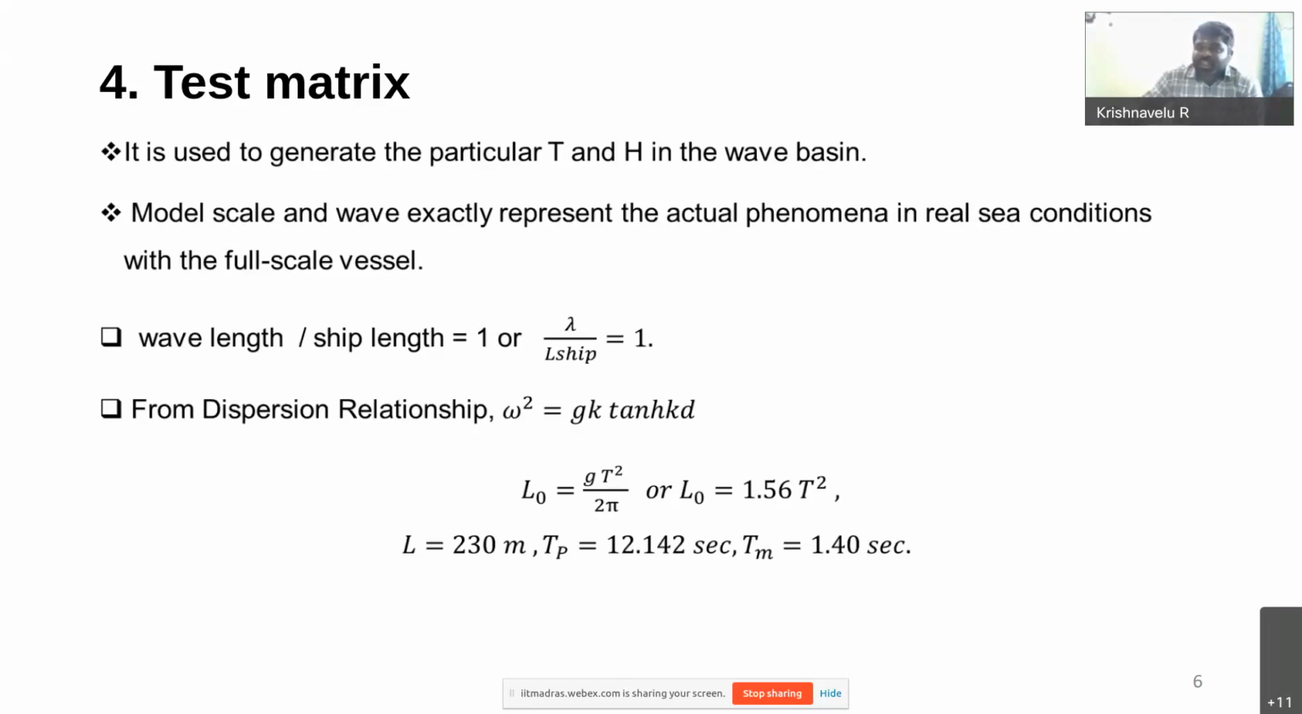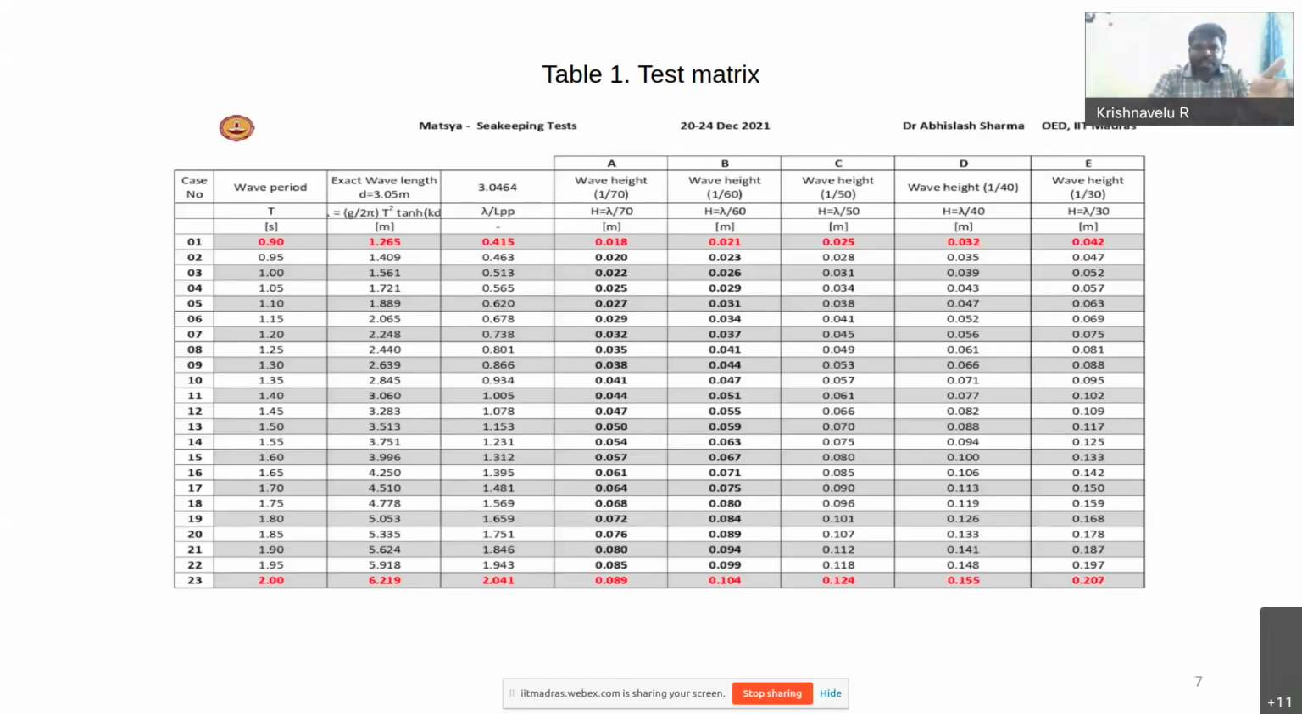We know the Froude number formula, so Tm is equal to Tp divided by the square root of the scale ratio. This way we get 1.40 seconds. Now we consider 1.40 as the center portion, and we consider a range from 0.9 to 2. So this is our test matrix.